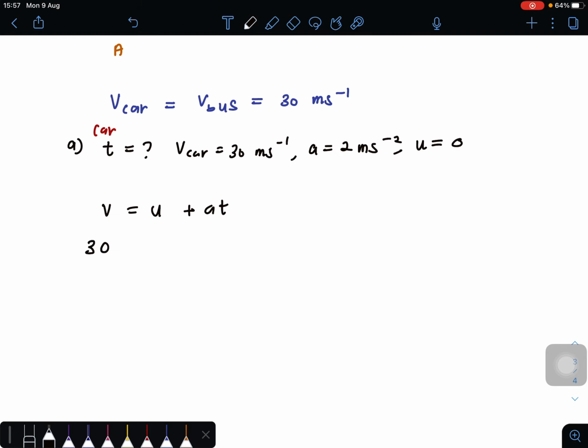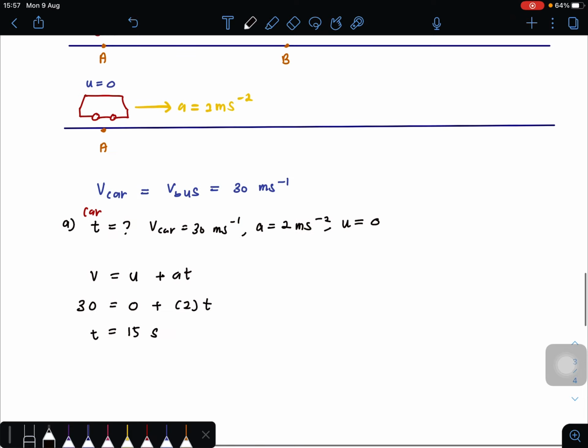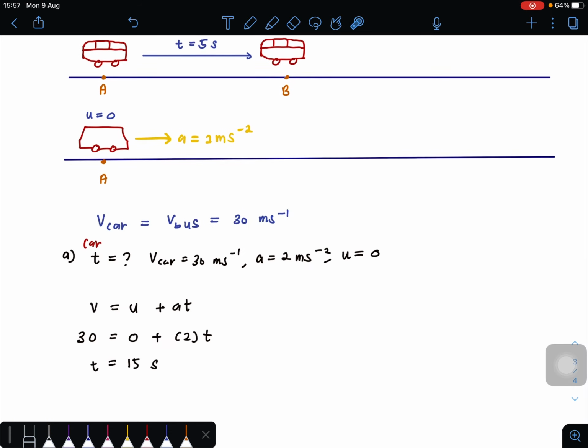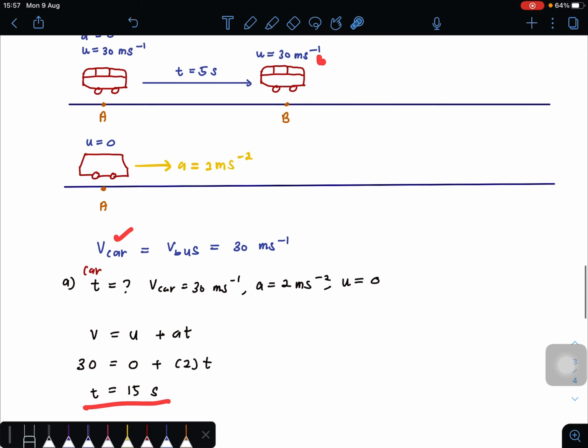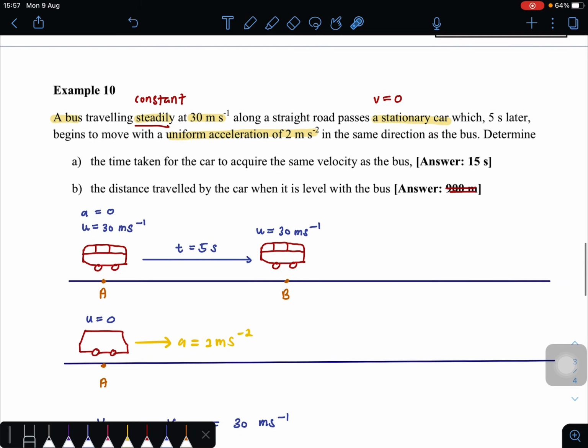So just masukkan, and then the time taken is equal to 15 seconds. Okay, selepas 15 saat barulah kereta ni dapat mencapai velocity yang sama dengan bus ni, which is 30 meter per second. Okay, so that's the first question.